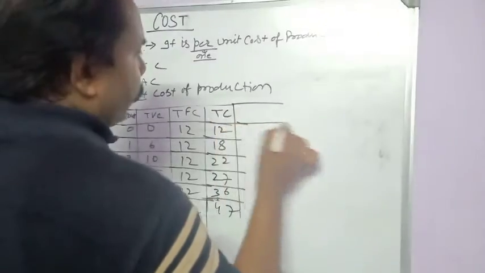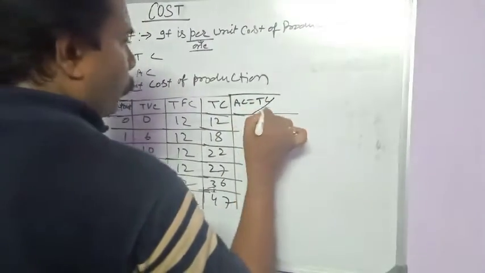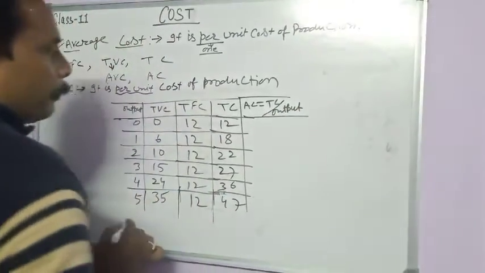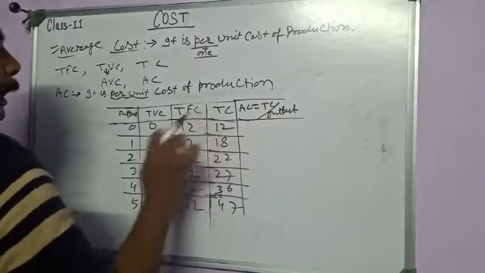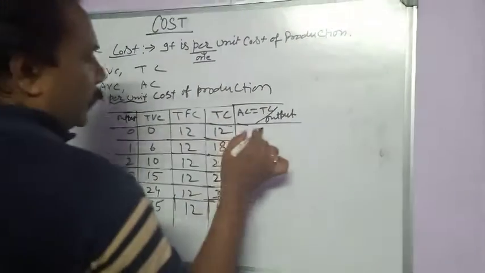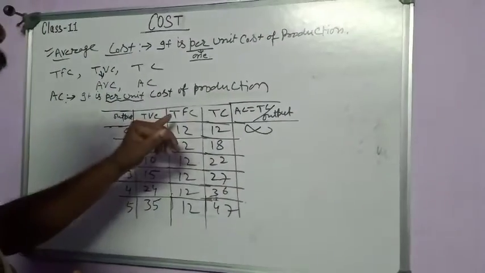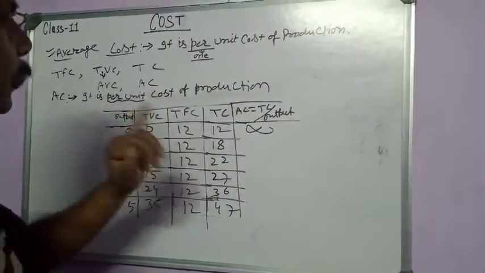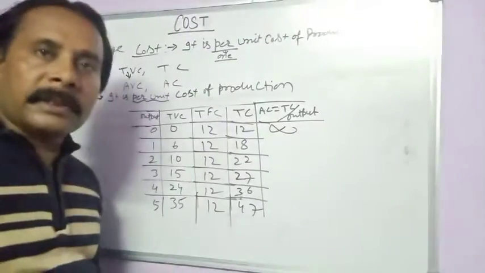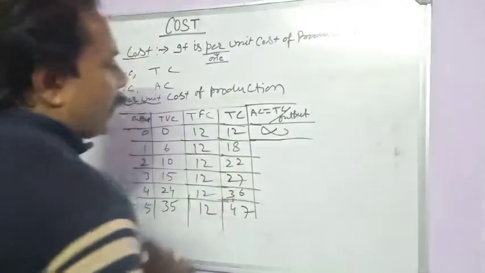Now what will be the average cost? So AC is equal to TC divided by output. Clear? So here, as I told, 12 divided by 0 is equal to infinity. That's why neither the AFC nor the AC will touch the y-axis. Never will it touch, because it is infinite.